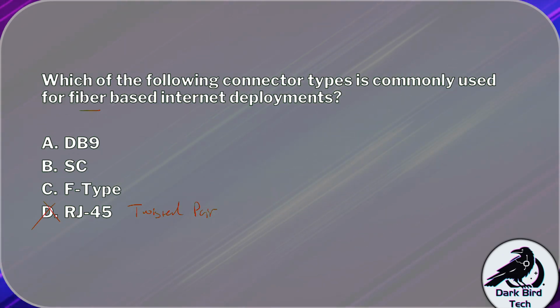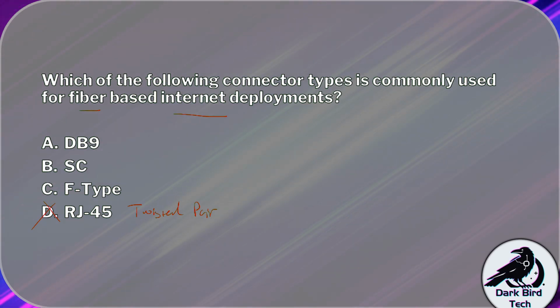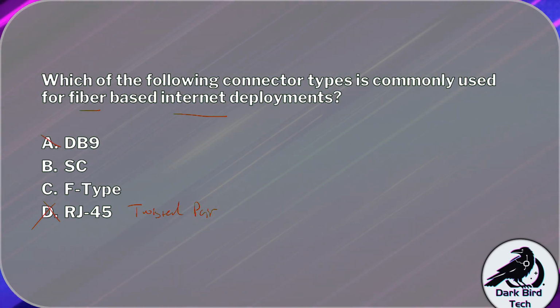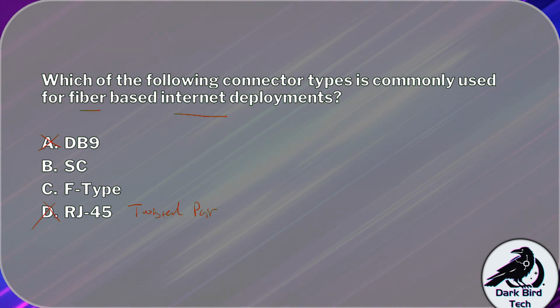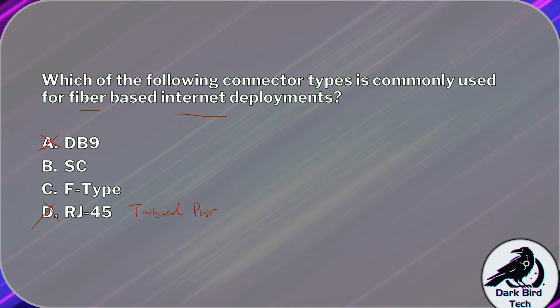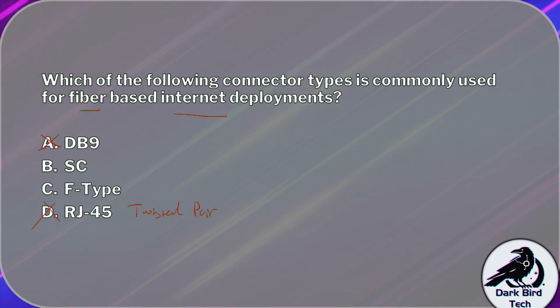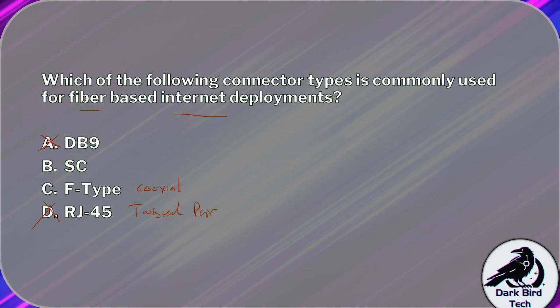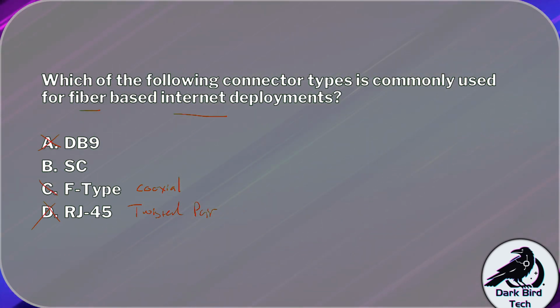And we're talking about a fiber-based internet deployment, which means something that a fiber optic service provider would probably be using. DB9? No. That's the type of interface used by things like serial connectors, VGA, the old printer parallel port, stuff like that. That's the name of that form factor, so no, it's not DB9. With F-type, that's the coaxial interface. Not really.